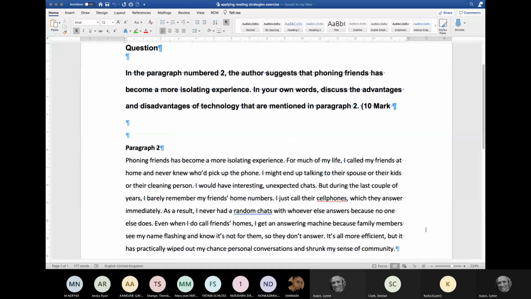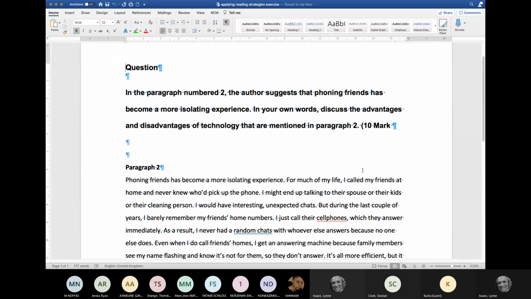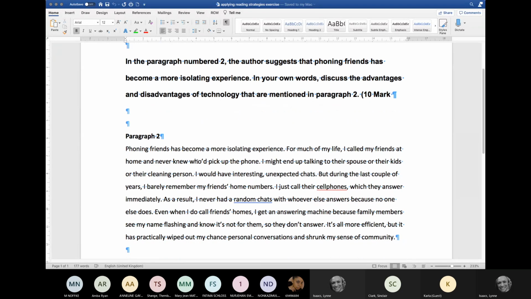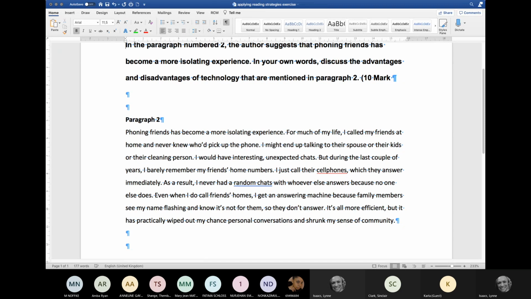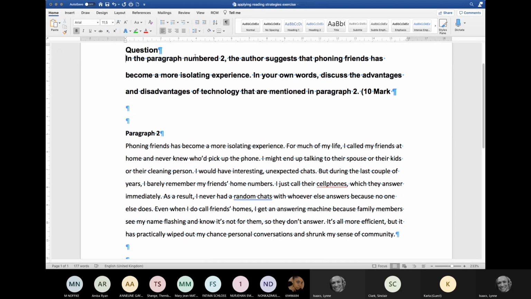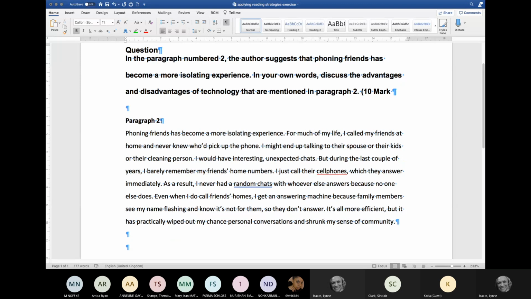Okay, so this was a question that I took from a past paper, and it said in the paragraph numbered 2, so I copied and pasted the question from the paper, and I copied and pasted the paragraph that the question was referring to. So it says, the author suggests that phoning friends has become a more isolating experience. Now you'll see there, that's a repetition of this. In your own words, that means paraphrase.